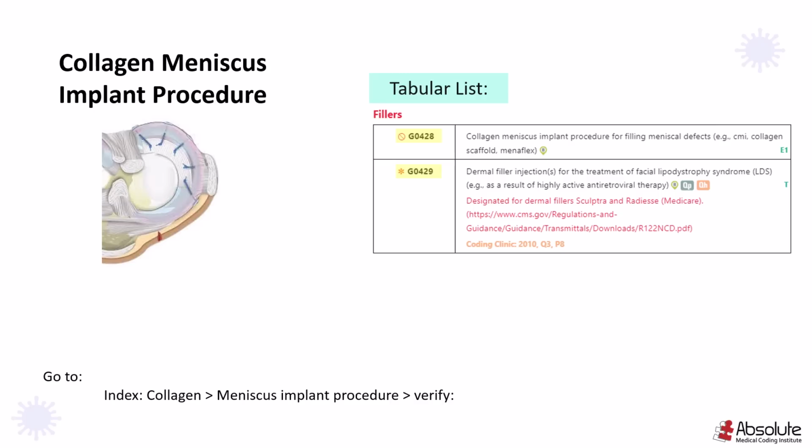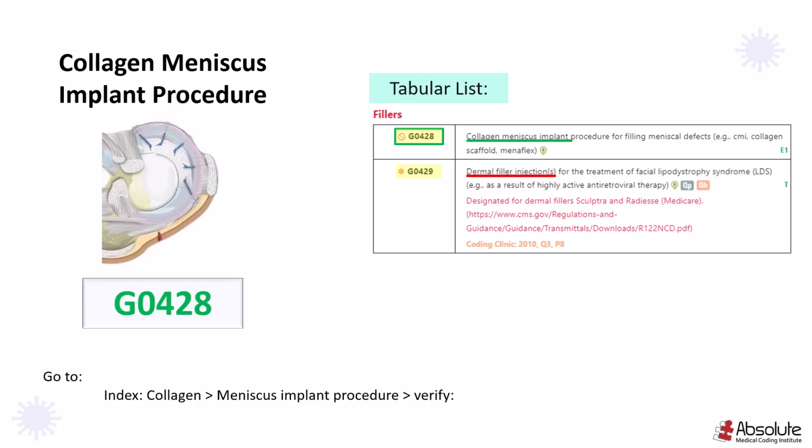G0428 is coding for a collagen meniscus implant procedure for filling of meniscal defect. And that's exactly what we were looking at. We also have a code G0429 that's for a dermal filler injection for treatment of facial lipodystrophy syndrome. So, no, we are not looking into that procedure. We are specifically looking at a collagen meniscus implant procedure. So the correct answer is going to be, as most of you have said, G0428.